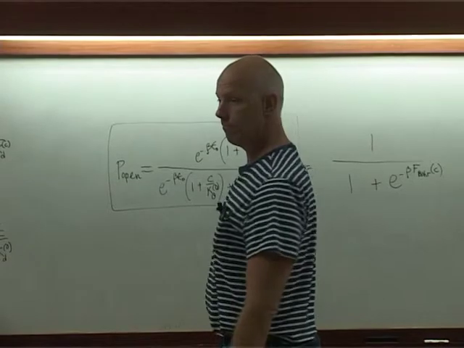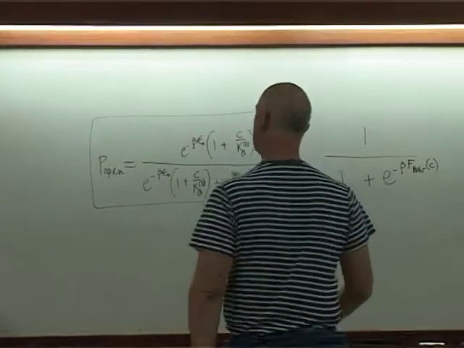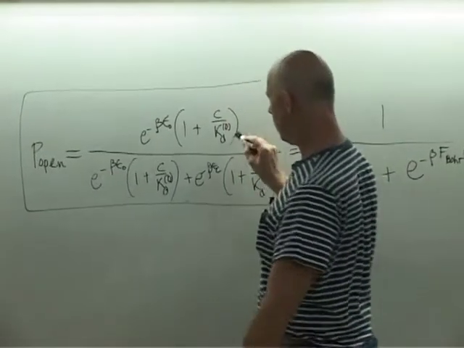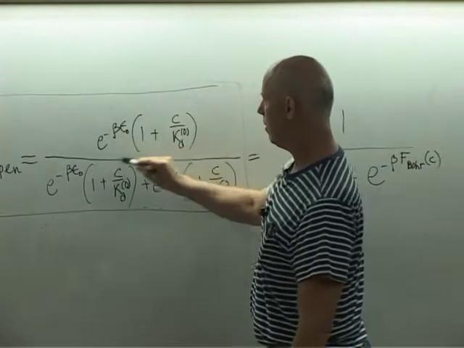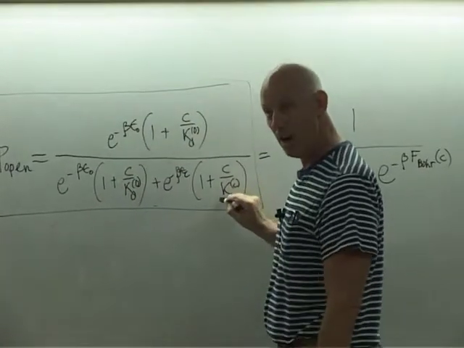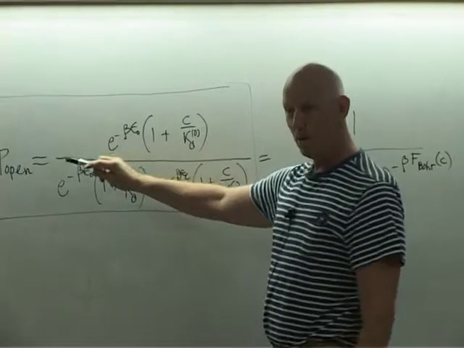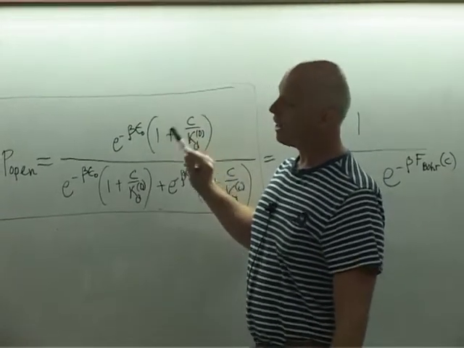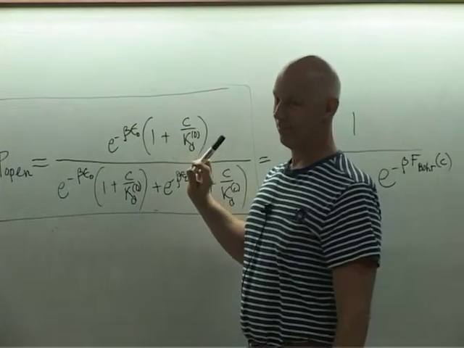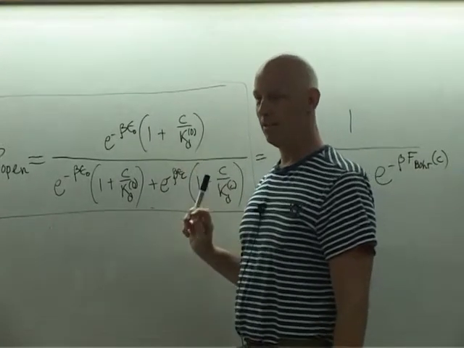Even if they're not the same, notice what happens. Because this factor and that factor will be common, I'll get a P open that's non-zero, but constant. Right? It will not depend on C.